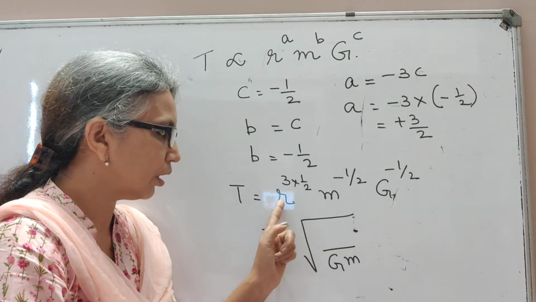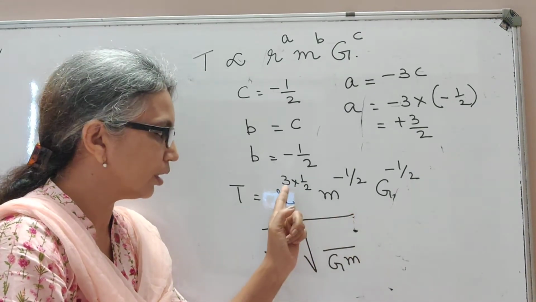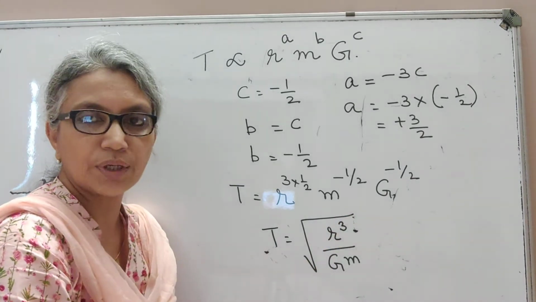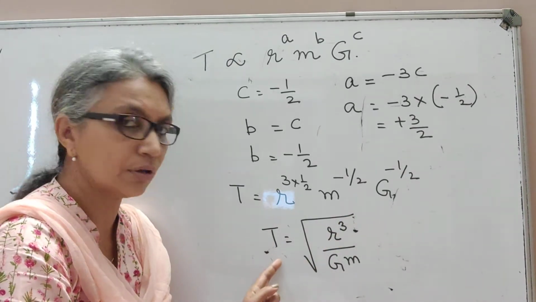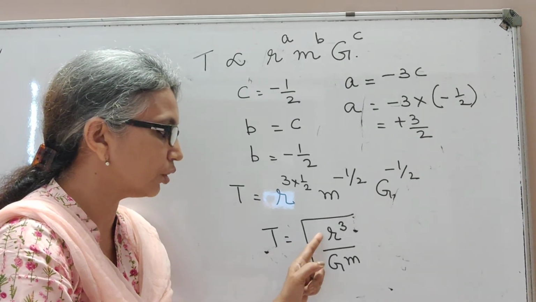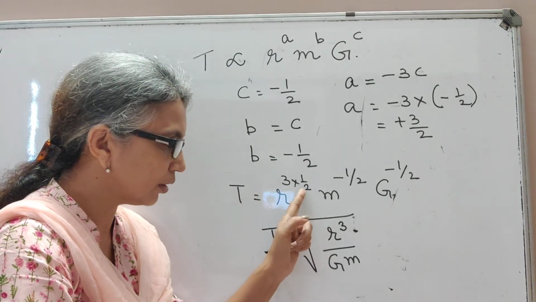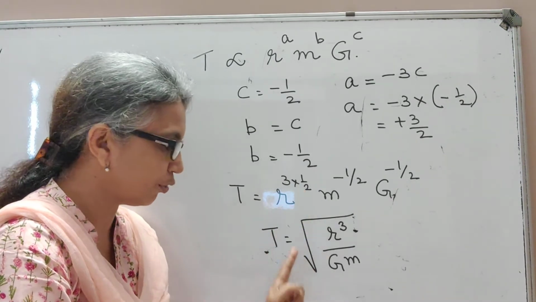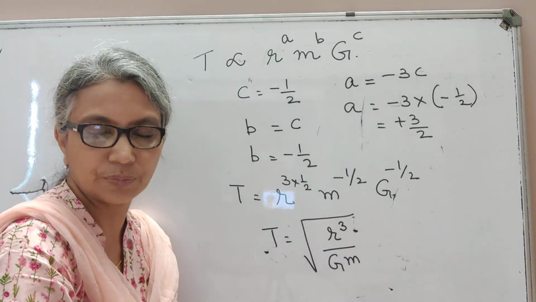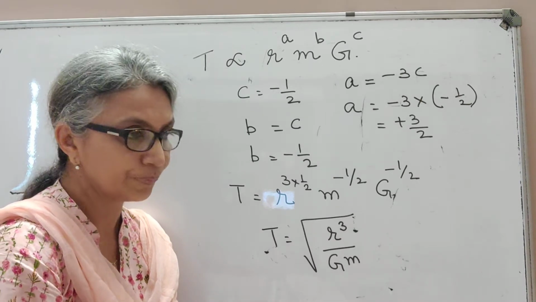On top, R raised to half is taken care of by the square root. Remaining I have here R cube. Okay. So we have a formula for time period of revolution of a planet as root of r cube by g into m. I hope you understood this. Here the half is taken care of by the square root. Remaining 3 is what I wrote as r cube. Okay. So that is the second example that I had chosen for you.